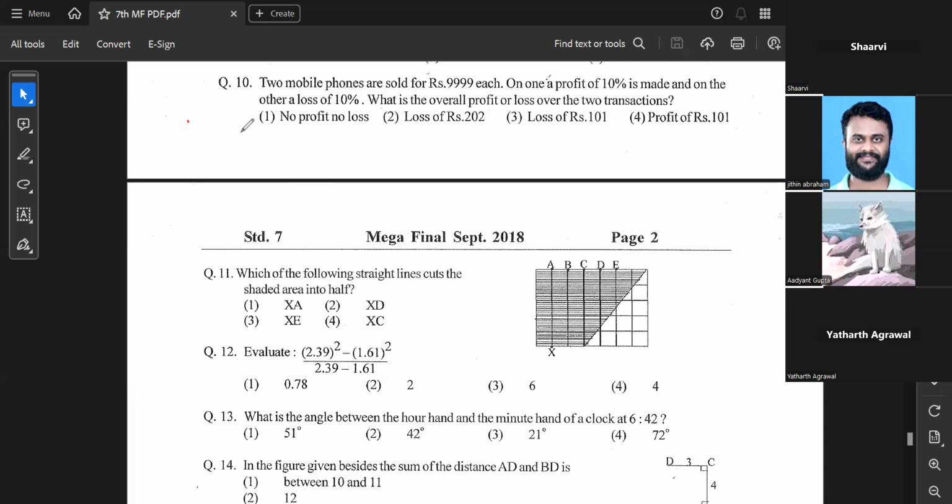Just a minute. Can I say something? I was trying to figure out some formula, some other way to solve this question. Sir, by the formula, the loss is approximately coming to a loss of rupees 202. Yes, sir, I also got the same answer, 202 only. The answer of loss of rupees 202 is given in the back as well.